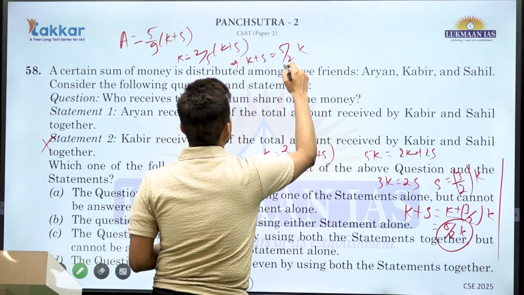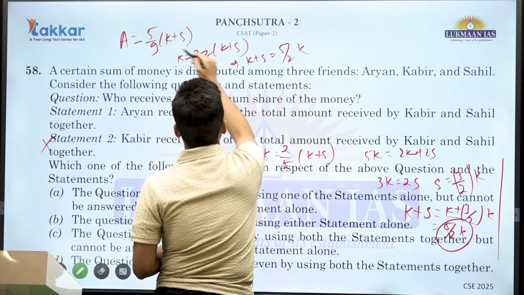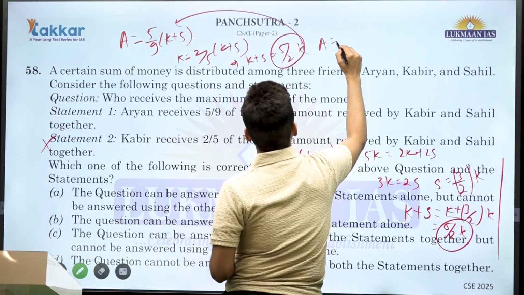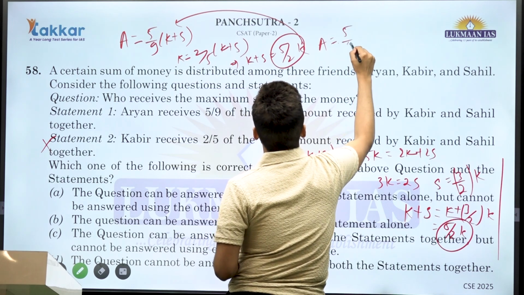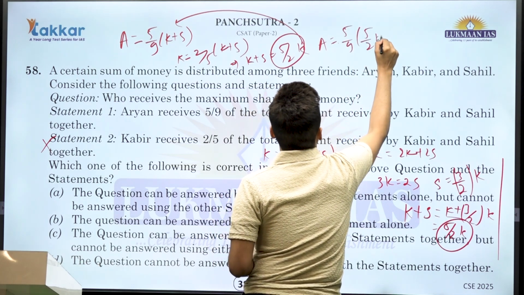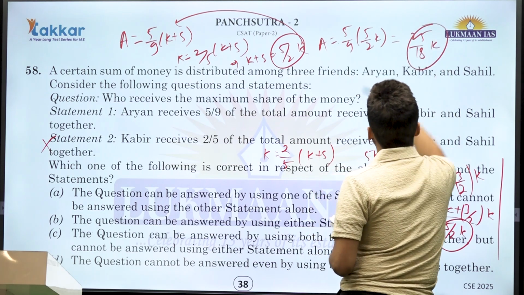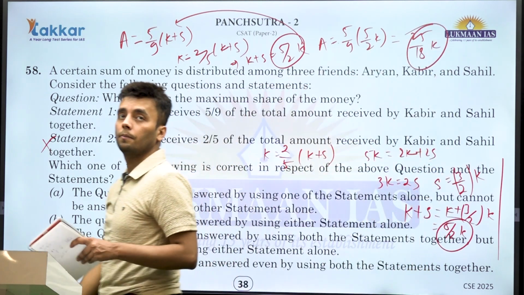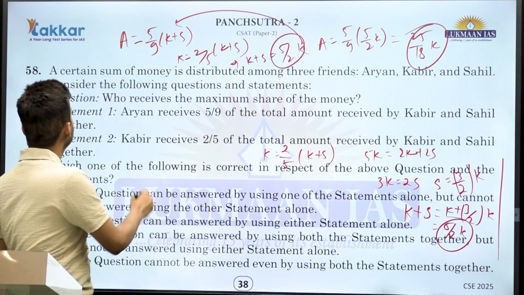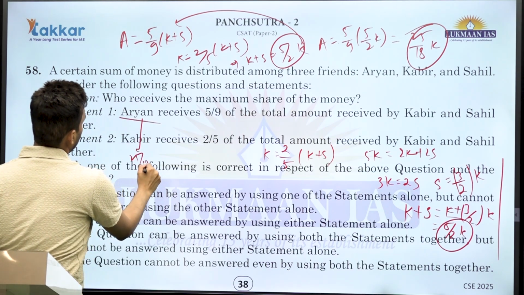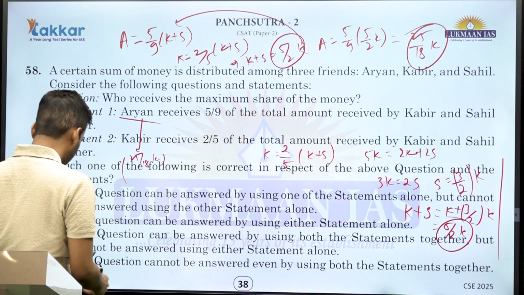Now from this K plus S, if we substitute this value in here, so what the value of A which we will get? 5 by 9 times of 5 by 2K. That is 25 by 18K. This is a share of A. That is, who is A? What's his name? Aryan. Aryan is how much? 25 by 18K.